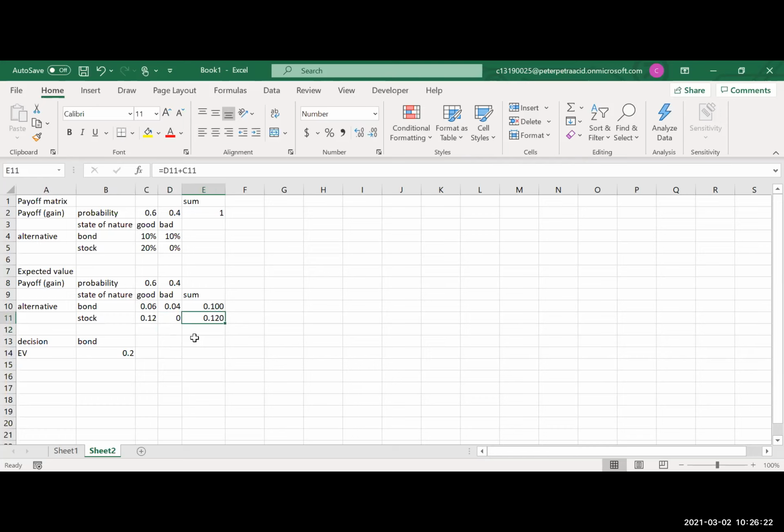Okay. So in this case, if the probability of good is 0.6, then you can get stock as your decision, correct? So in this case, you can use arg max. Among the two, which one is the larger, and then you get it, so that you can automate the decision in Excel. You can use IF.